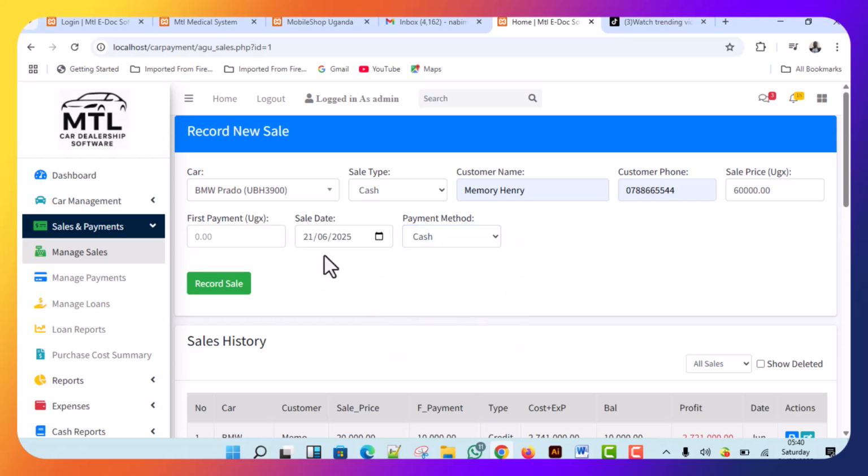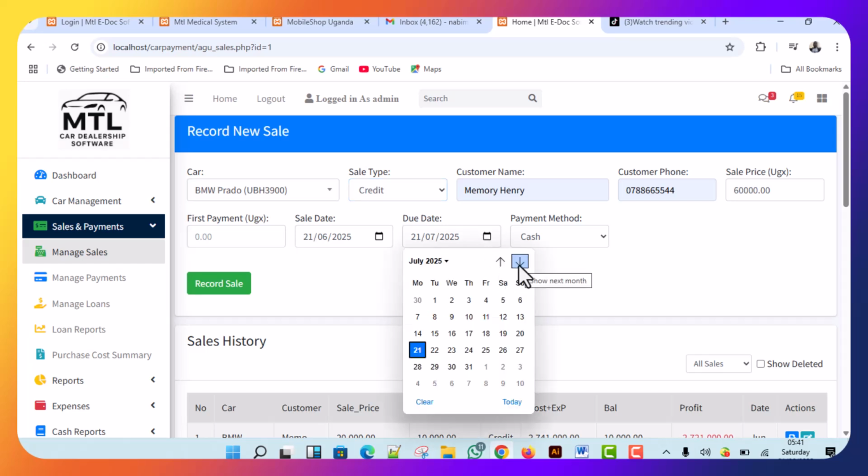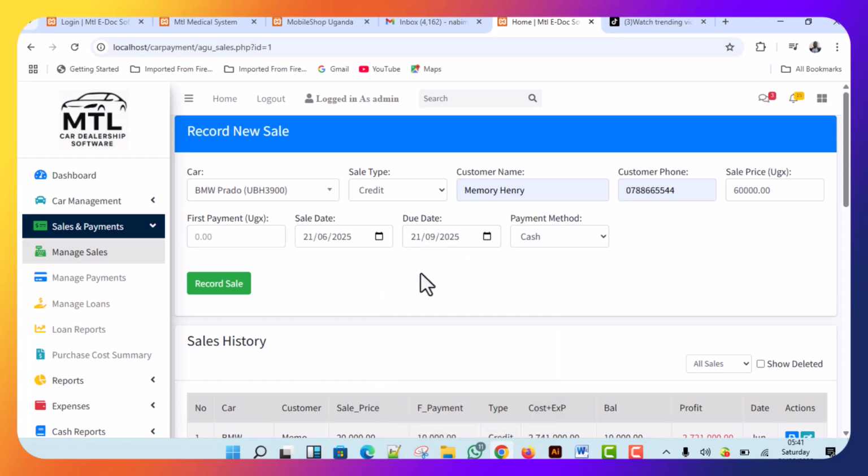So this is sales. Now if you select credit purchase, this is just taking a car on loan. Yeah, so you select the date, from today, 21st, up to 7. If you are giving them 1 month to pay back the balance, but you can give them many months. So this is June and July, so you can say I want it in September, so you select 21st of September, and those are the 3 months. So then you save the sale.